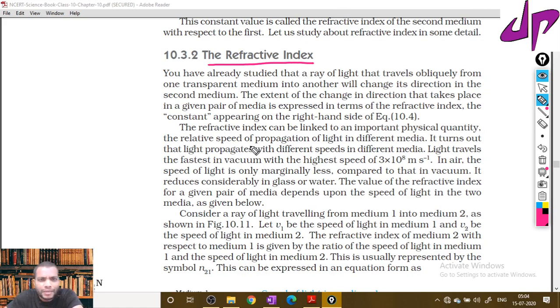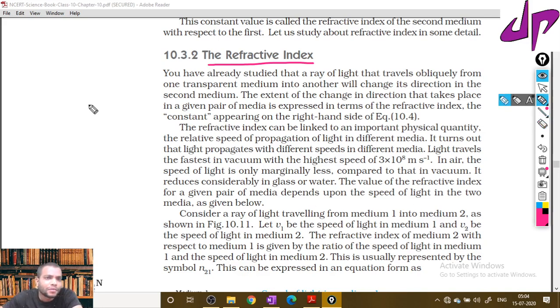In simple words, we can say refractive index is a physical quantity. Physical quantity means something which we can measure. This physical quantity relates the speed of propagation of light in different mediums. So the refractive index gives the information that light travels with different speeds in different mediums.